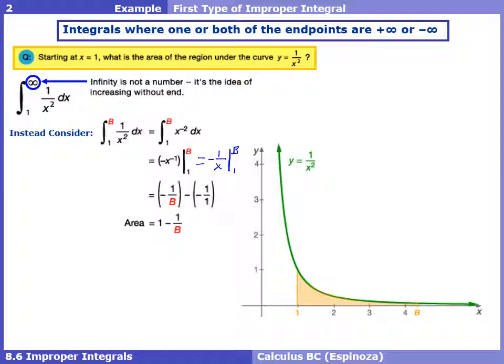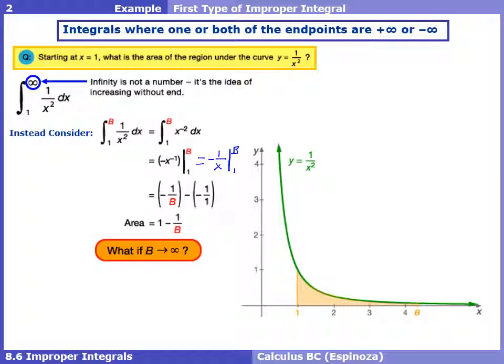So again, kind of the interesting thing here is if you wanted to find the area from, say, 1 to 10, we would plug in 10 for b, and that would be the area. If we wanted to find the area from 1 to 1,000, we'd plug in 1,000 for the b, and that would be the area. But we don't want that. We don't want to ever stop. We want to let b, again, go to infinity.